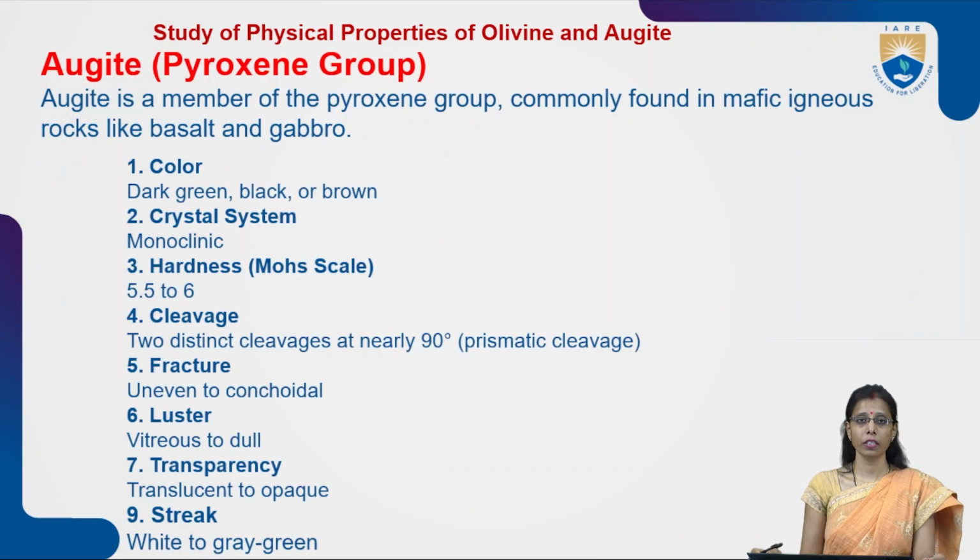Now, coming to the next mineral, which we call augite. Augite comes under the pyroxene group, whereas olivine comes under the silicate group. Augite is a member of the pyroxene group, commonly found in mafic igneous rocks. If you see the similarity, olivine is also found in mafic kinds of rocks, whereas augite is also found in mafic igneous rocks like basalt and gabbro.